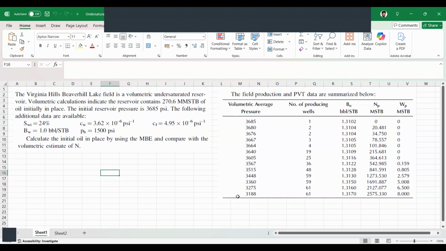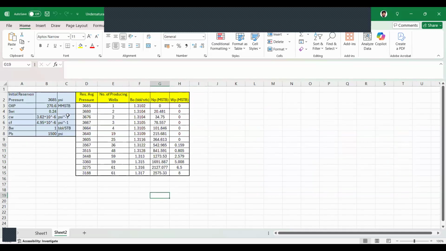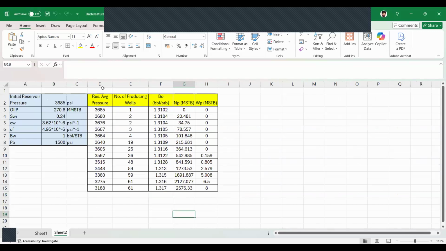So we have the pressure decline that you can see here, the number of producing wells, Bo at every pressure, the oil formation volume factor, and the produced oil and water production. Np and Wp are cumulative terms, so I have taken them down in Excel. Let's quickly plot reservoir pressure and Bo.